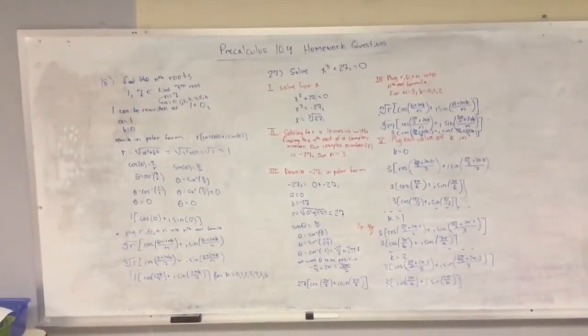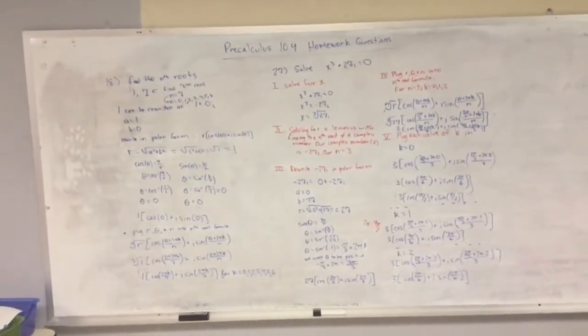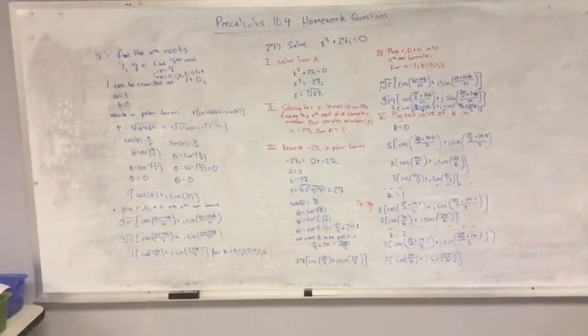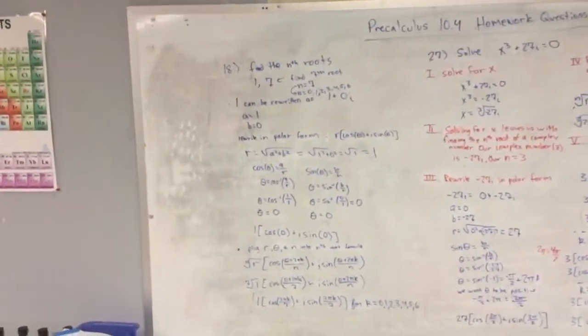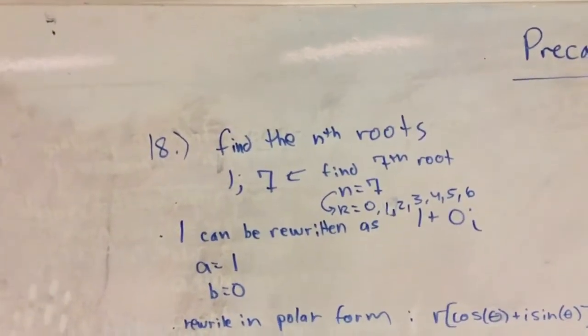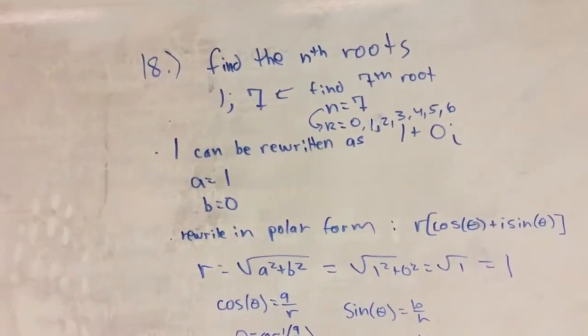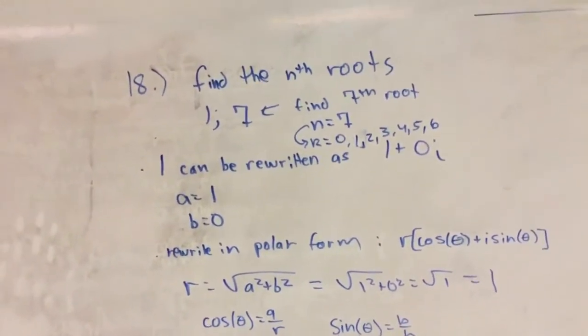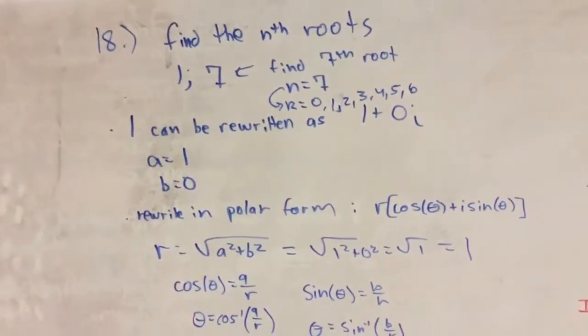I took some of the questions that you had from the homework and I condensed it to two different questions. First, problem number 18, we're finding the nth roots. We're given the number 1 and we're finding the 7th roots. So the important thing to know is that 1 can be rewritten in rectangular form as 1 plus 0i. A will therefore be 1 and b will be 0.